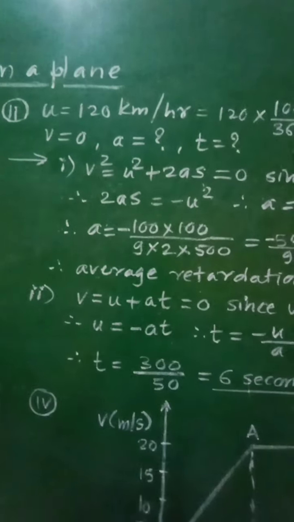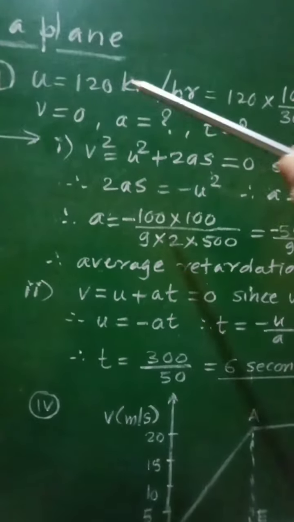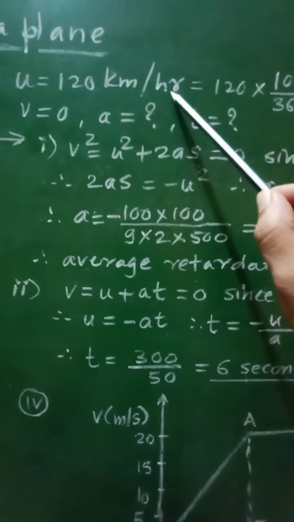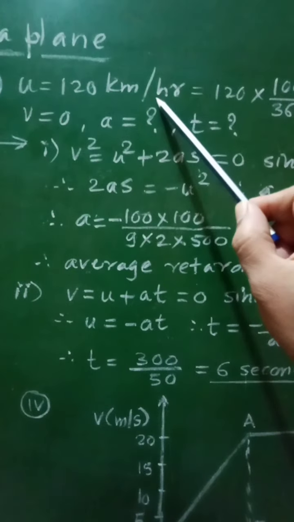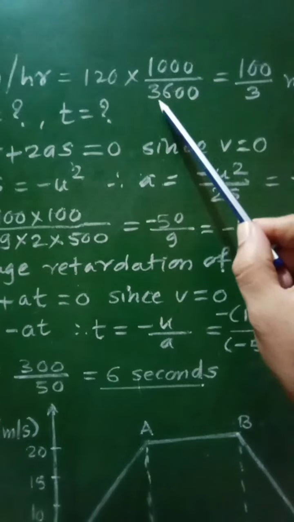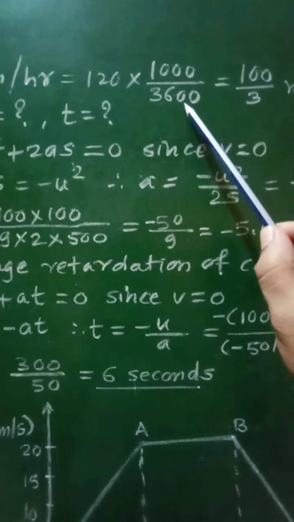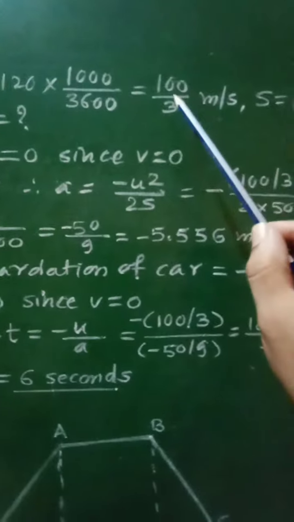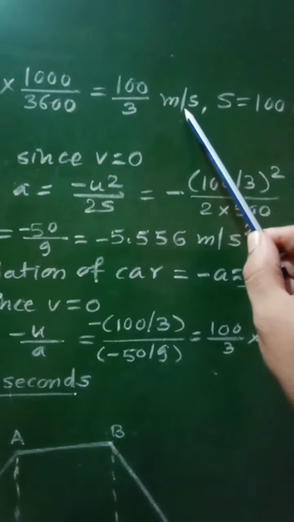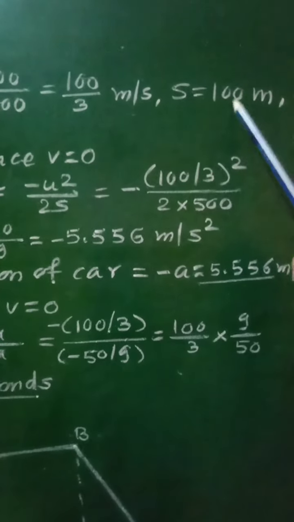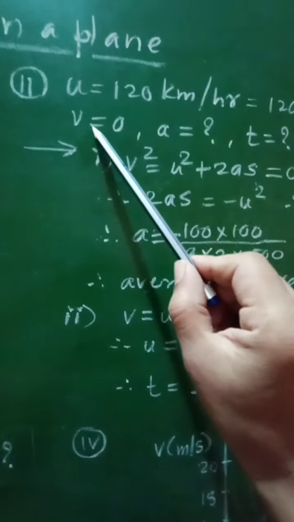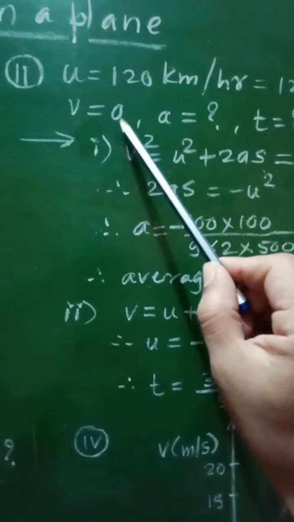And therefore for this numerical, the given data is initial velocity u is equal to 120 km per hour. It will be converted into meter per second as 120 into 1000 upon 3600, which comes out to be 100 by 3 meter per second. Then distance covered s is equal to 100 meter. Final velocity v will be equal to 0 as it comes to rest.